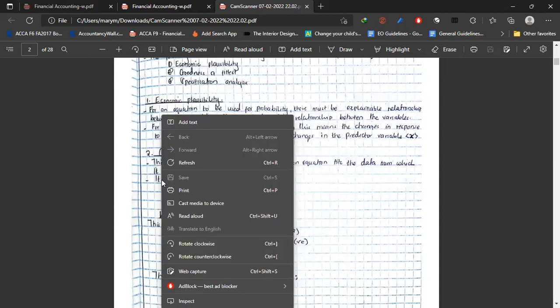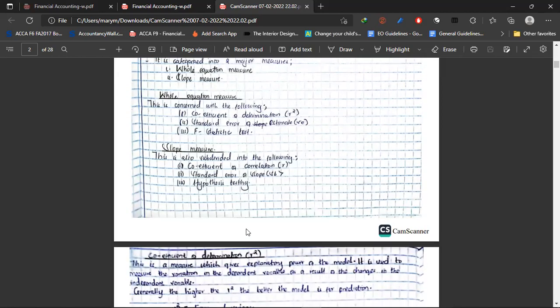We normally have the coefficient of determination, which is our R squared. I will be able to show you how to calculate them. We have the standard error of estimate, and then we have the F statistic.